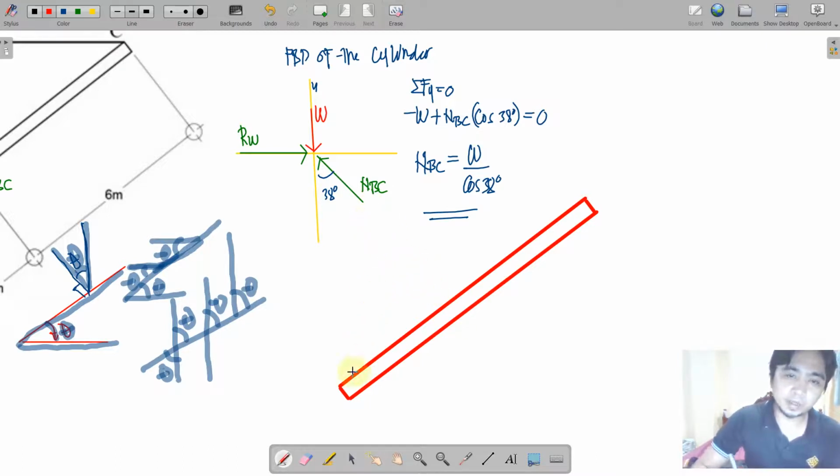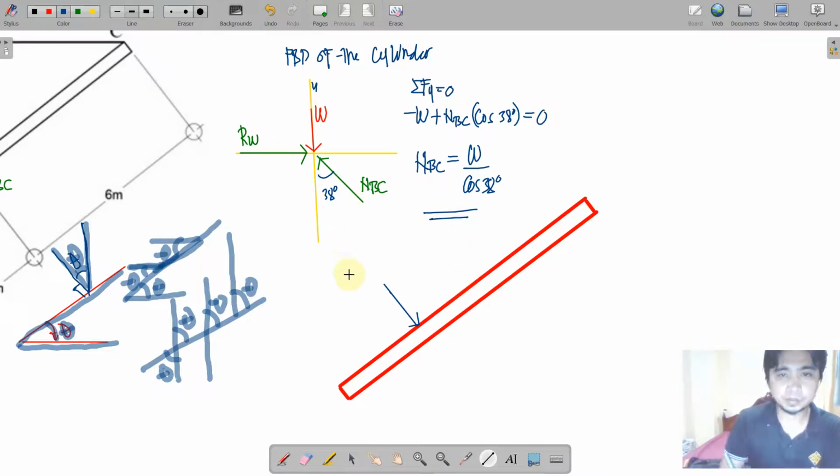At what point? At 3 meters. So we're going to measure. This is 9 meters, this is 4.5, and 3 is somewhere here, right? So this is the location of NBC. I'll just express that in another color. See, this is normal at BC, perpendicular to the bar. Okay, so perpendicular to the bar.